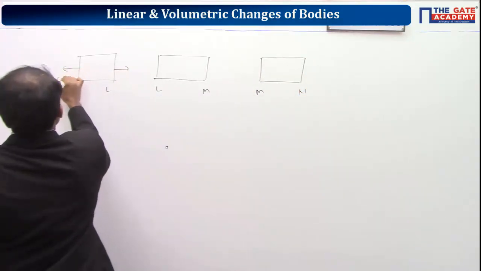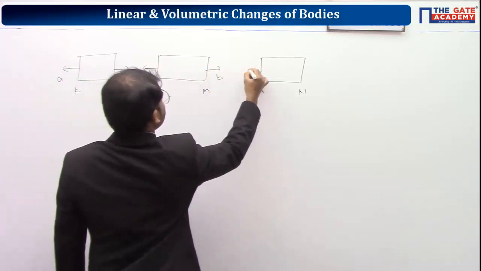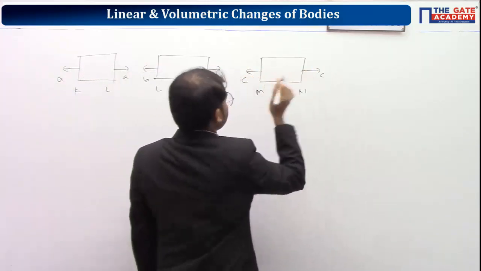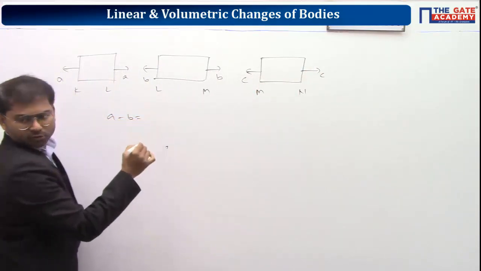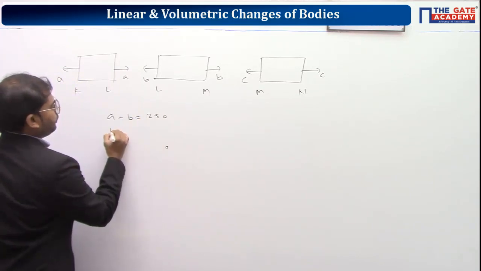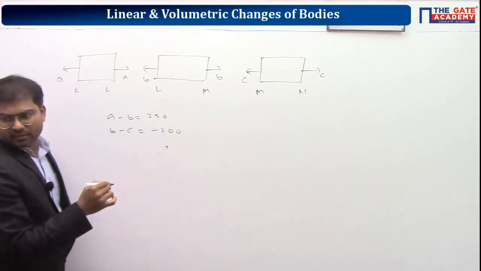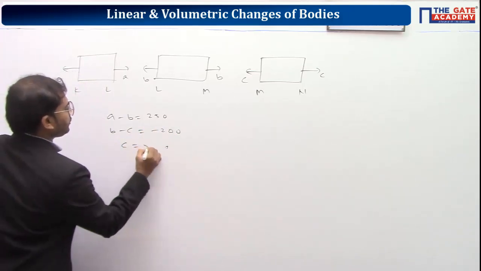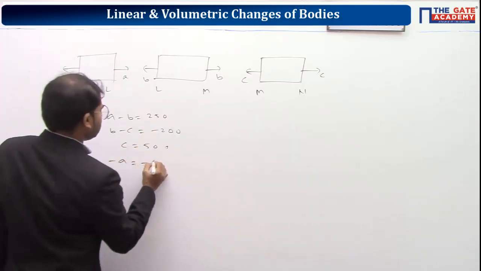So this I'm assuming to be small a, this small b, this small c. At junction L, you can say A minus B is equal to 250. At junction M, B minus C should be written as minus 200. At junction N, it should be C is equal to 50. At junction K, minus A should be minus 100.